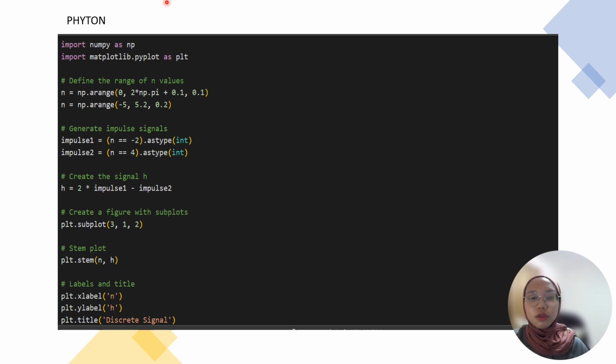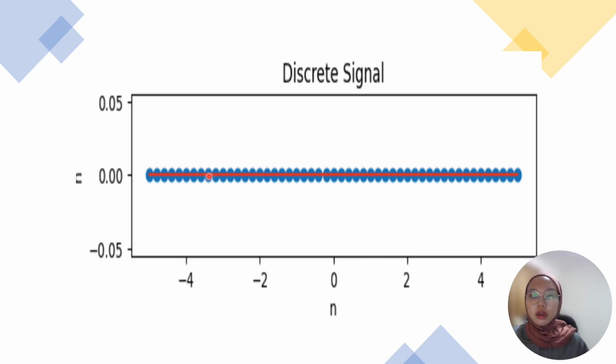Again, as you can see, the whole coding is similar to MATLAB coding except for NumPy and Matplotlib. In Python, we use NumPy for numerical operations and Matplotlib for plotting. So this is the signal for Python. As you can see, the Python signal is different compared with the MATLAB signal, in which all the signal lies on 0.